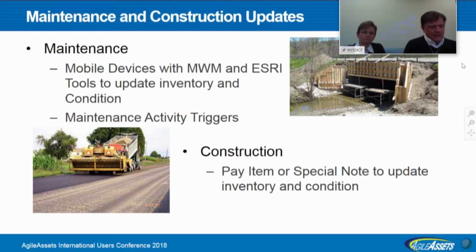Our thought at this point is to have activity-based triggers. So if you have an activity called replace a culvert or replace guide rail, that would trigger a process that originally we thought we would do is have the folks in the field on that device automatically be triggered to go and update the inventory and inspection.